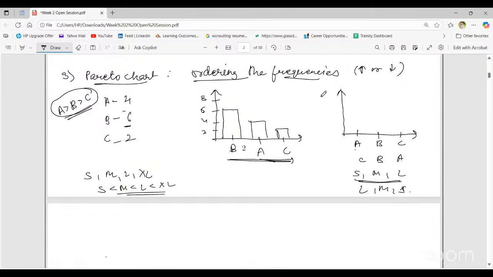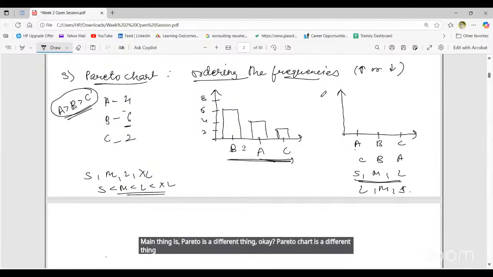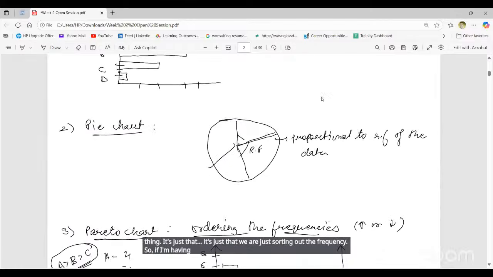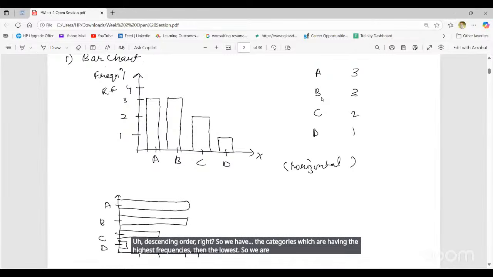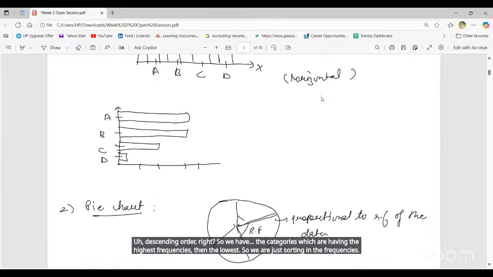देखो, main thing is Pareto chart is a different thing. It's only for ordinal, just that we are sorting out the frequency. So if we had this data, we go in descending order. We have the categories which have the highest frequencies, then the lowest. So we are just sorting the frequencies. The same thing is here.